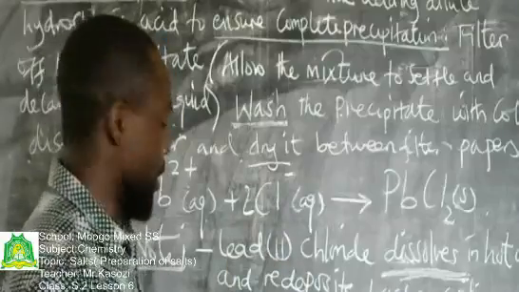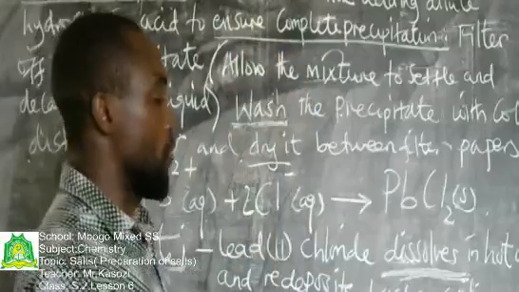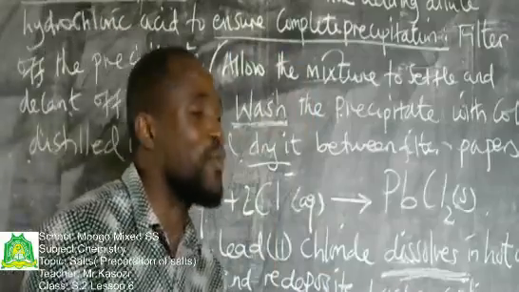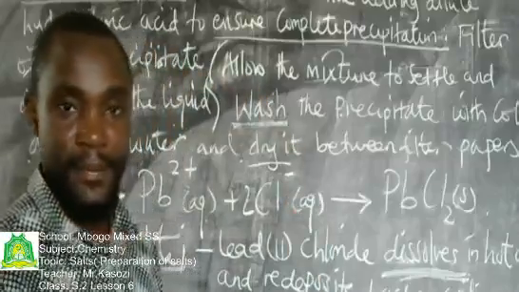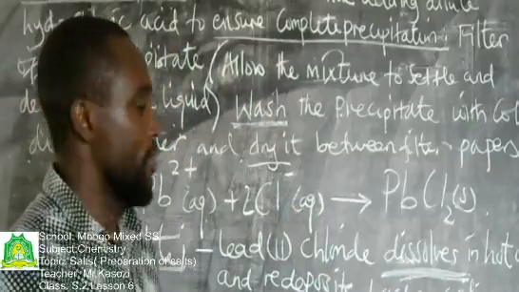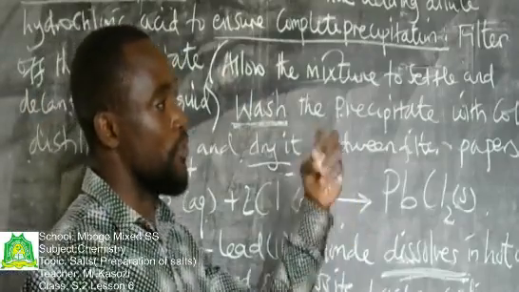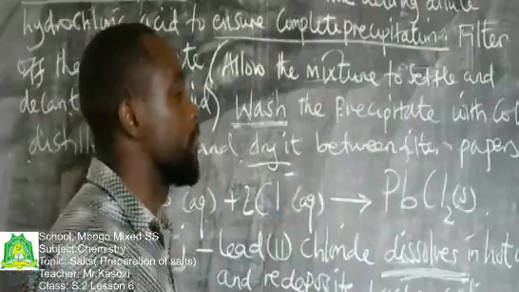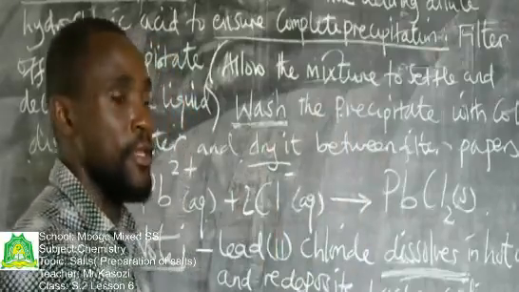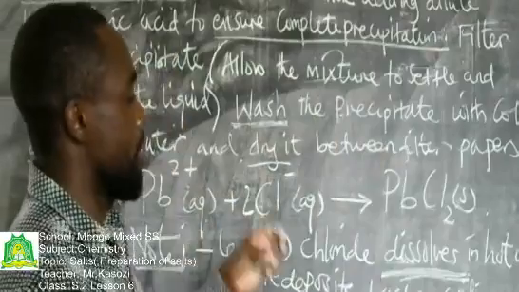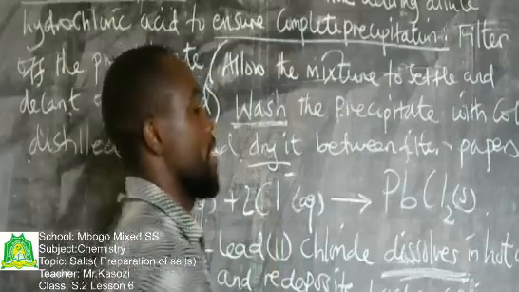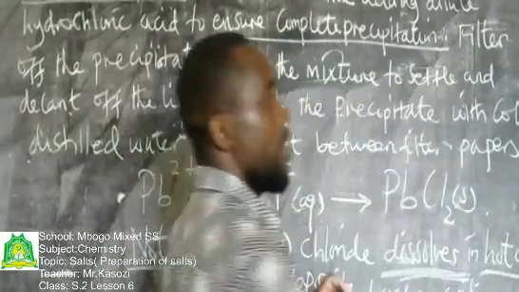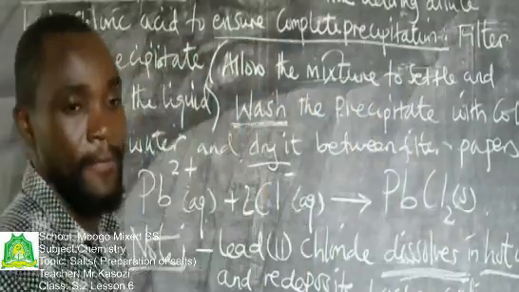It deposits back on cooling, reprecipitates out on cooling, or recrystallizes out as white crystals, white cubes, on cooling. The reason being that lead 2 chloride has a higher solubility in hot water than in cold water.